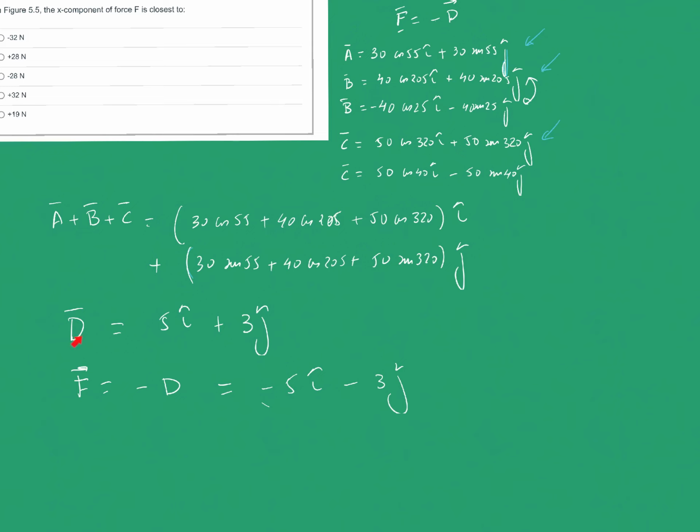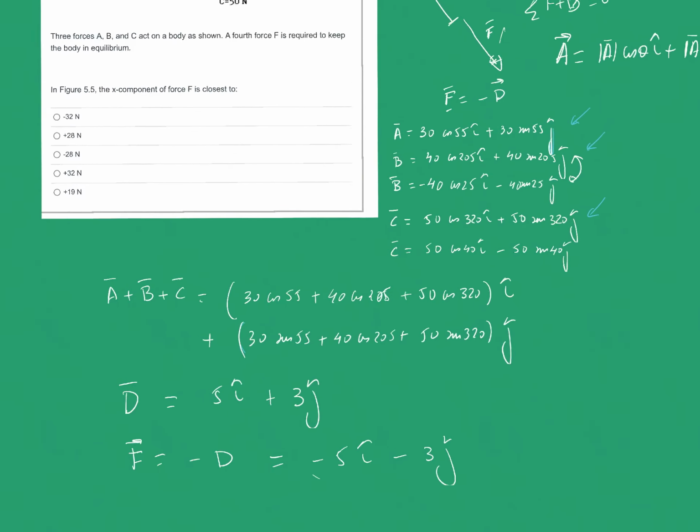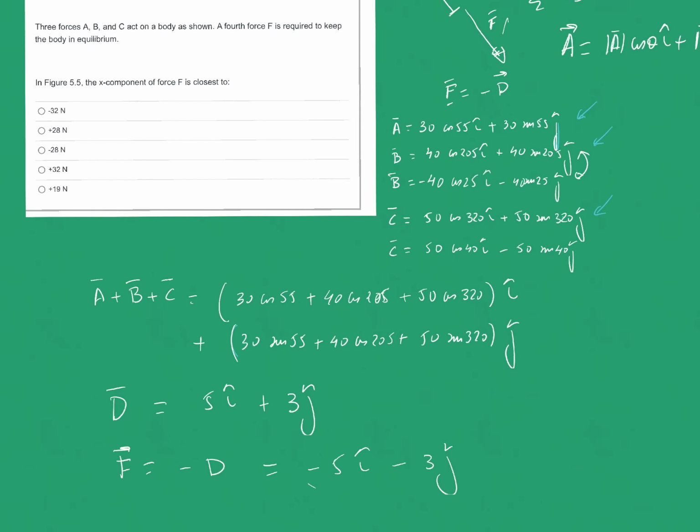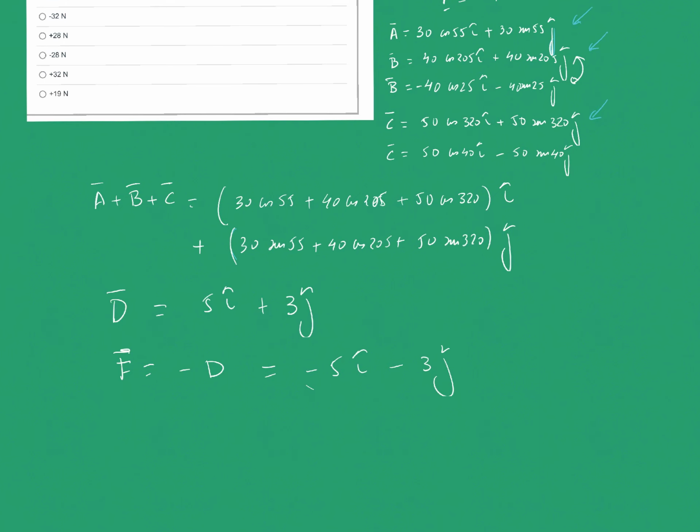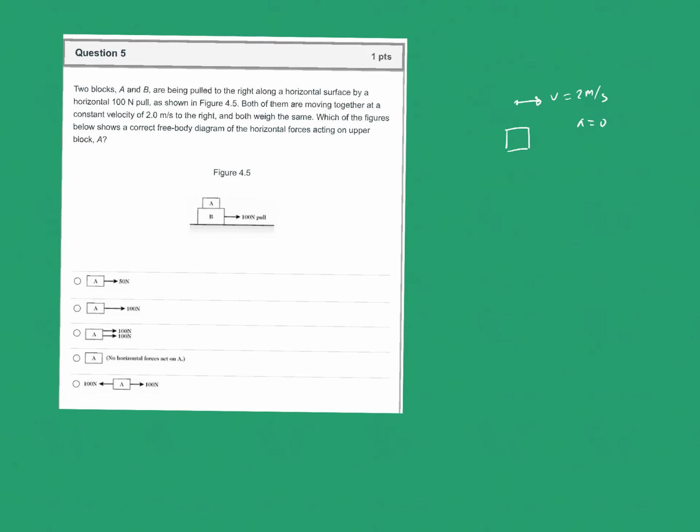So the question is, what is the x component of this force F? Well, the x component would be minus 5. But it's not minus 5. You have to work a little bit and use your calculator to find what is the correct answer. Okay, let's go to the next problem.